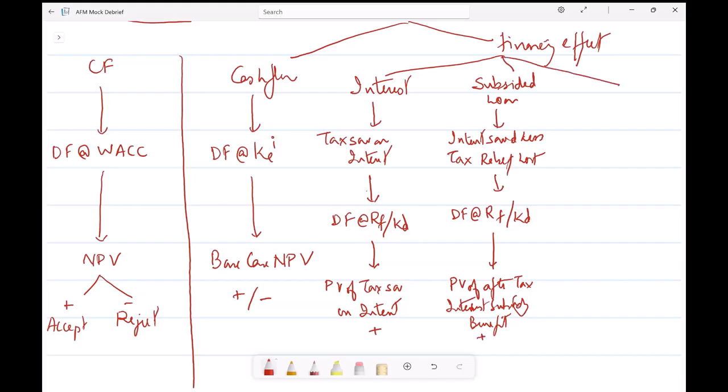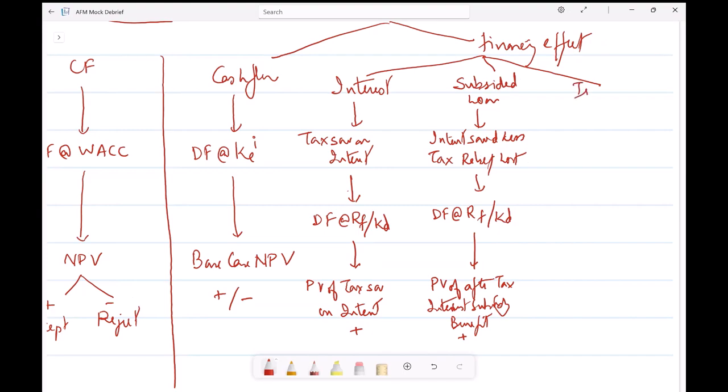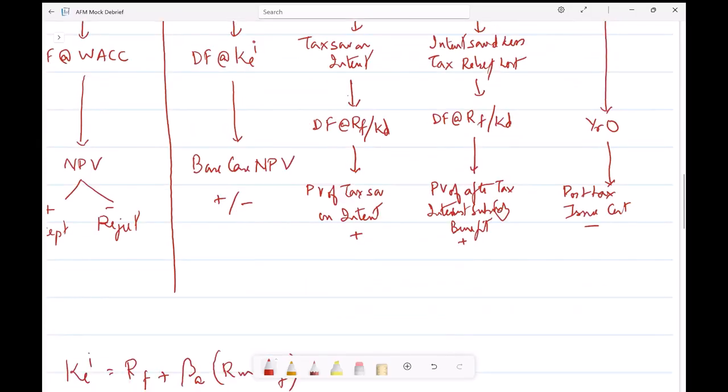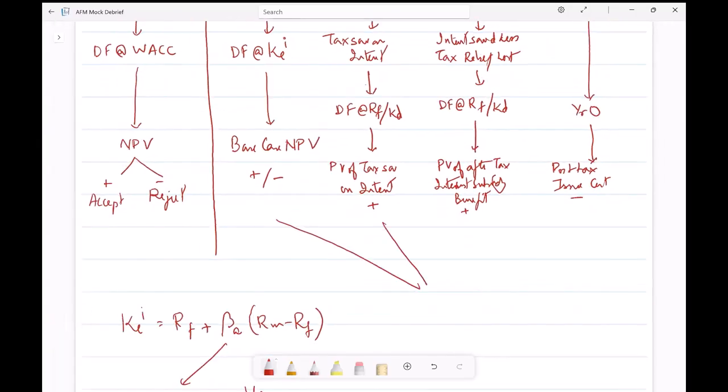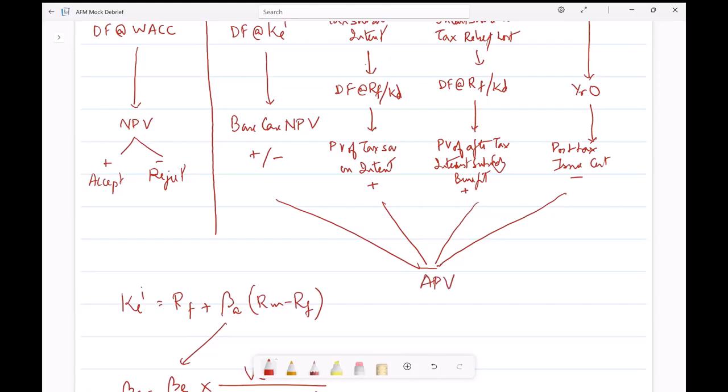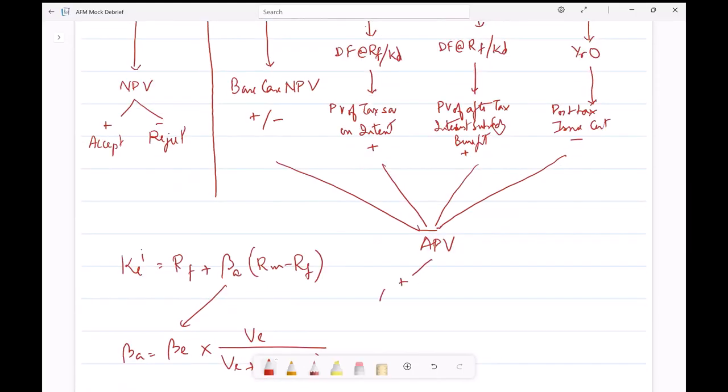And the last part of the financing is the issue cost, which, since it happens in year zero, is not going to be discounted, but we adjust it for tax. So we're going to have post tax issue cost, and issue cost is always negative. And once we consider all these four present values, we get something called APV. If this APV is positive, we are going to accept the project. If it is negative, we are going to reject this project.